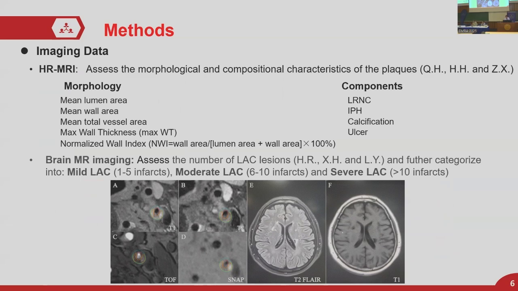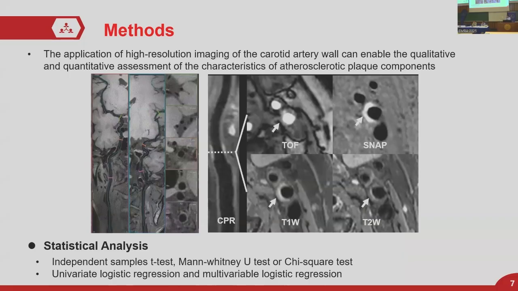As shown in this picture, it presents the characteristics of carotid arterial plaques and the imaging factors of lacunar infarction lesions. The application of high-resolution imaging of the carotid artery can enable the qualitative and quantitative assessment of the characteristics of atherosclerotic plaque components. The statistical methods are as follows.